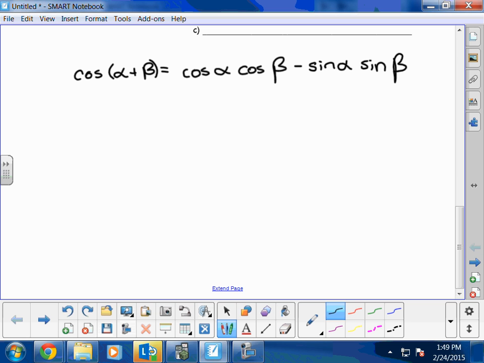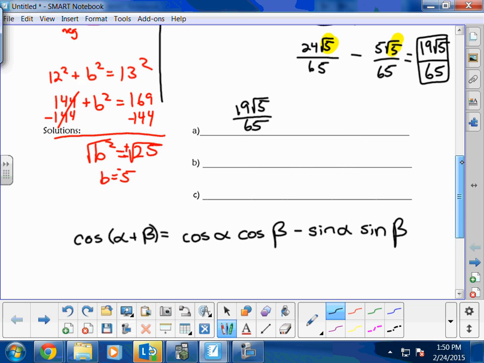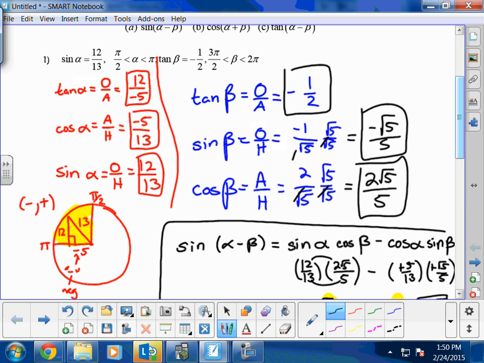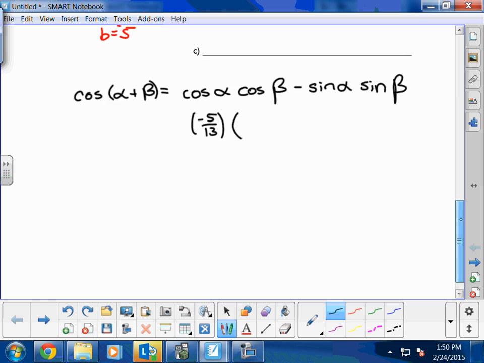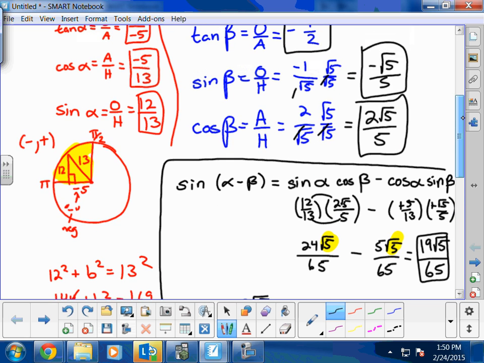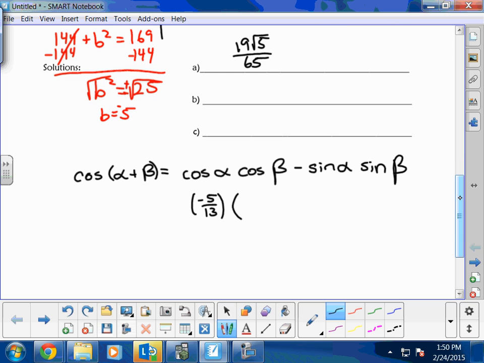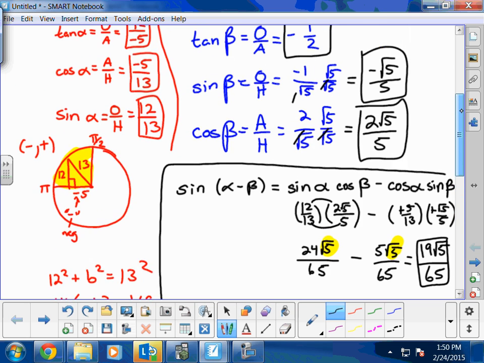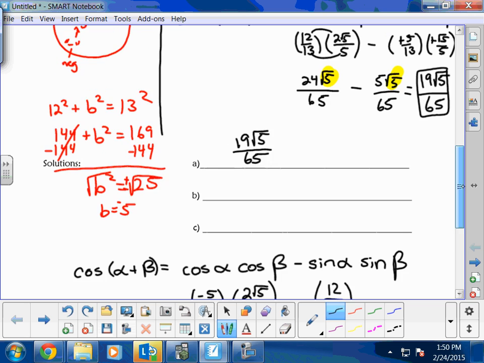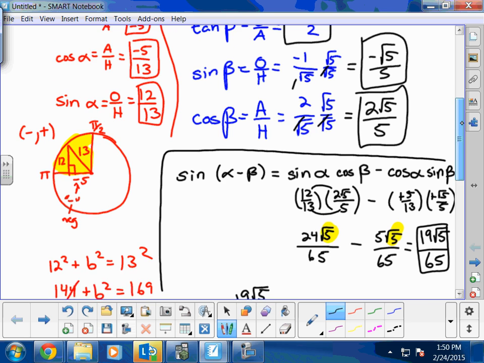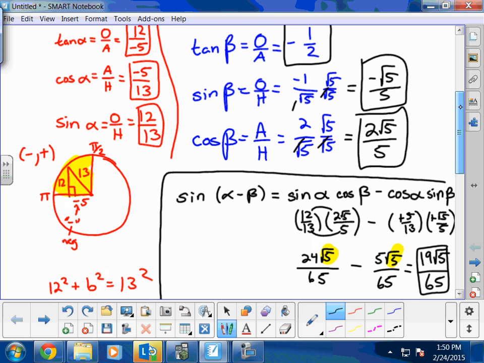Okay, great. Let's go ahead and find out what these values are. Let's see. Cosine alpha was negative 5 over 13. Cosine beta was 2 square root of 5 over 5. Minus sine alpha. I think that was the 12 over 13 that we originally were given. Yeah. And sine beta. Sine beta being negative square root of 5 over 5.